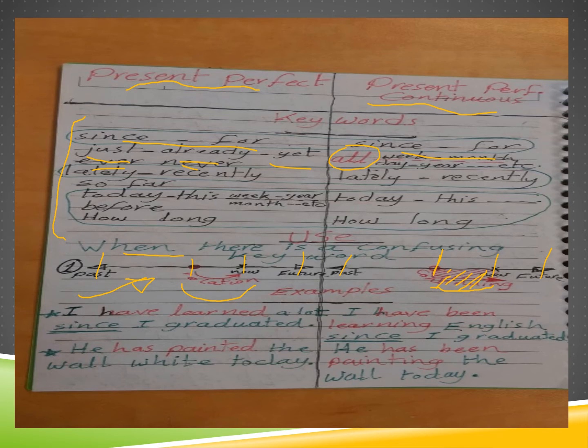Let's have a look at the examples. I have learned a lot since I graduated. I have been learning English since I graduated. This first sentence is in the present perfect tense and the other one is in the present perfect continuous, and we're going to make them clearer in the next slide, inshallah. The next example sentences are: he has painted the wall white today, and he has been painting the wall today. Remember these two sentences.